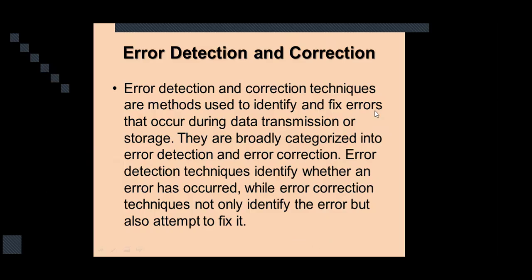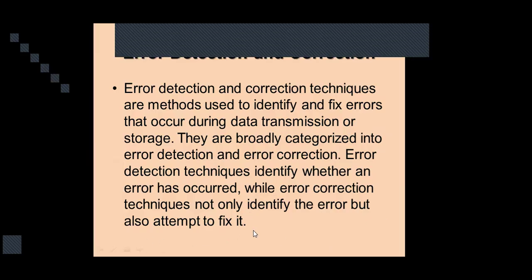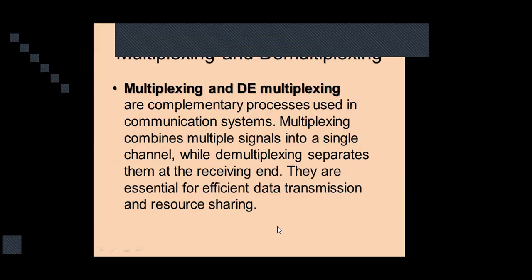Error detection and correction is the next topic, and that is related to the methods to identify and fix errors that occur during transmission and storage. They are broadly characterized: error detection techniques identify whether an error has occurred, while error correction techniques not only identify the error, but also try to fix it.